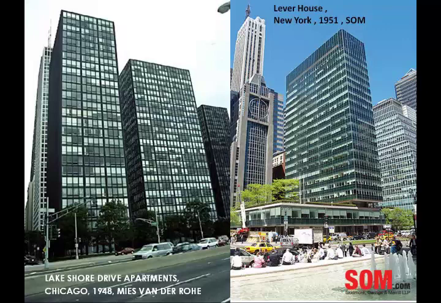In the next few slides, I just want to go quite quickly through some of the other high-rise buildings that were built through the 50s and into the 60s that speak to this type of high-rise aesthetic. And so we've got Mies van der Rohe, there's Lakeshore Drive on the left, and then on the right we have Skidmore, Owings & Merrill's Lever House, which is in New York.